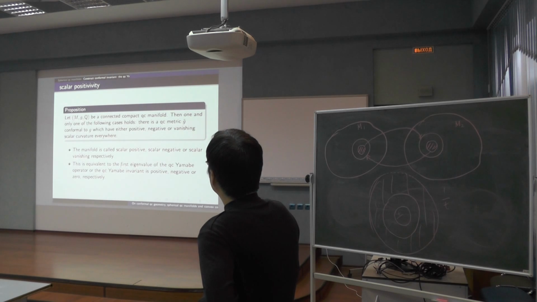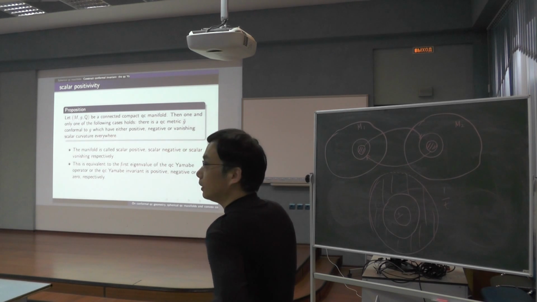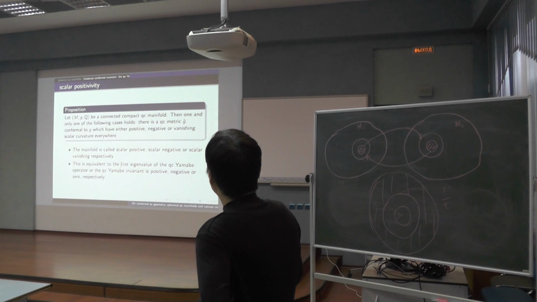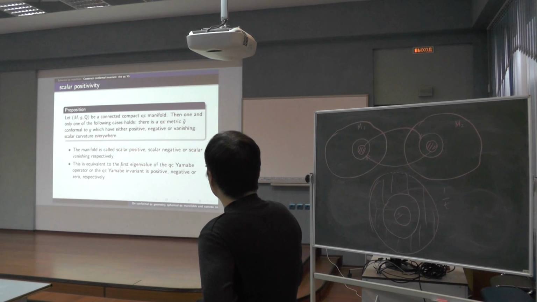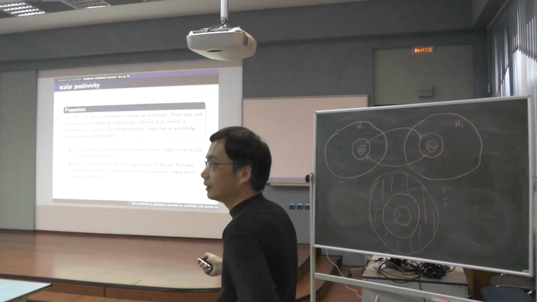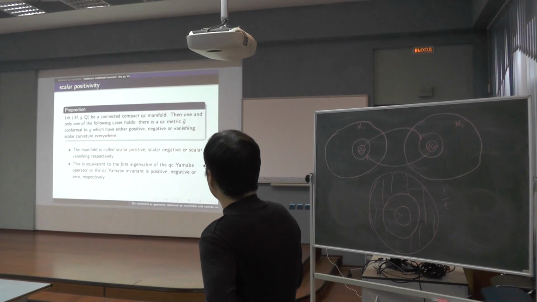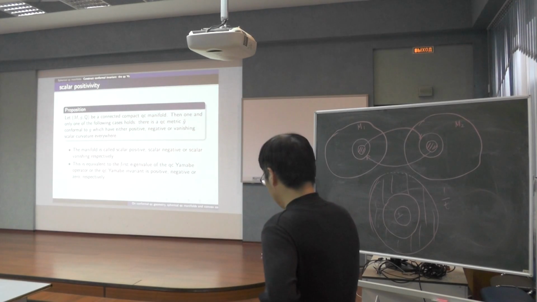So the QC manifold can be divided into 3 classes. It's called scalar positive, scalar negative, and scalar vanishing. It means we can find a conformal g tilde, conformal to g, which has either positive, negative, or vanishing scalar curvature everywhere. So it's equivalent to the first eigenvalue of the QC Yamabe operator being positive, negative, or 0, just equivalent. Or the QC Yamabe invariant is positive, negative, 0. This is the conformal properties.